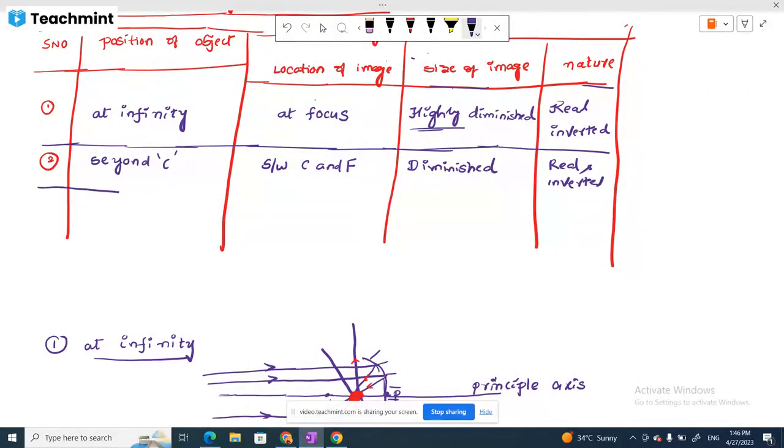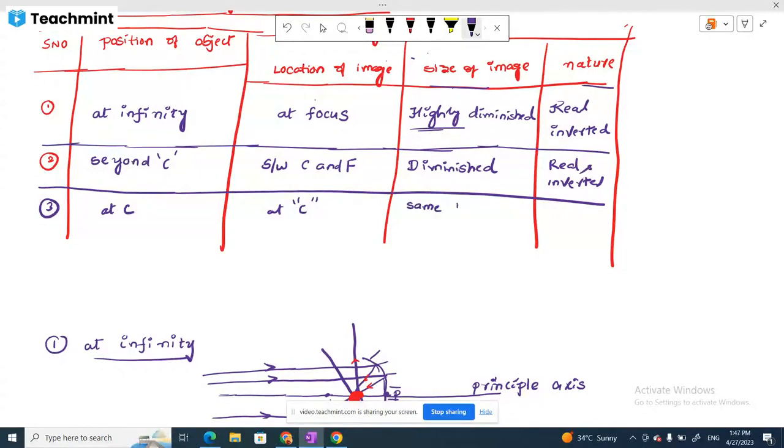Next point: now I place the object at C, the center of curvature, and the image is also at C. In that case, what is the size of the image? It is the same as the size of the object. What is the nature? Real and inverted.